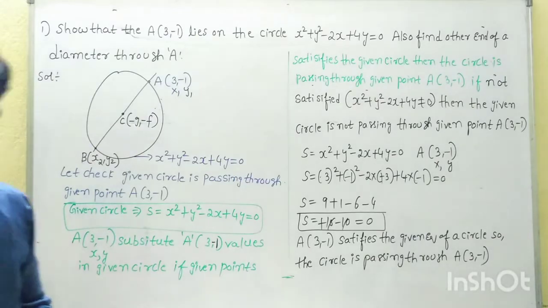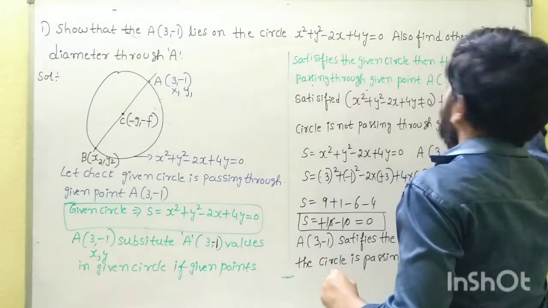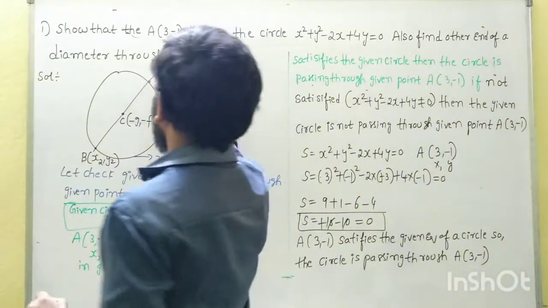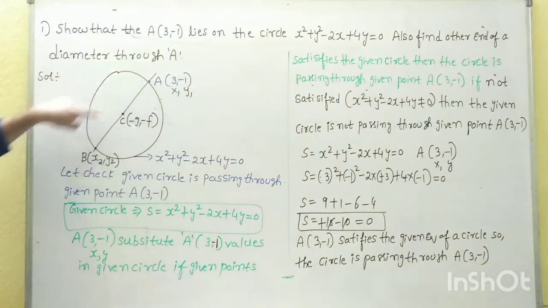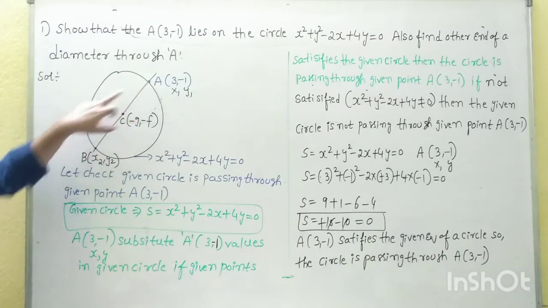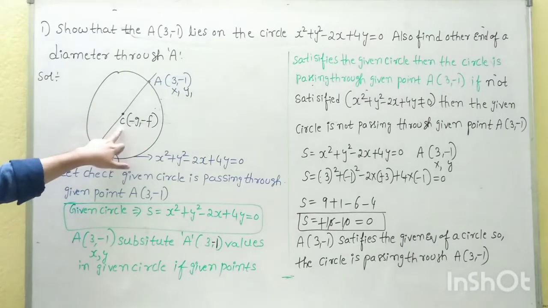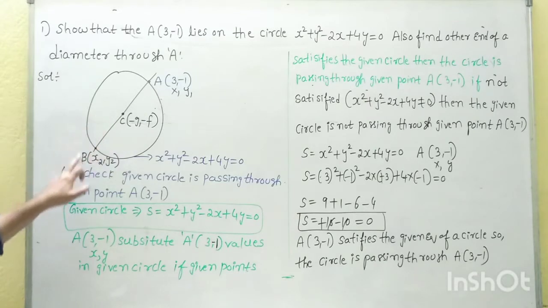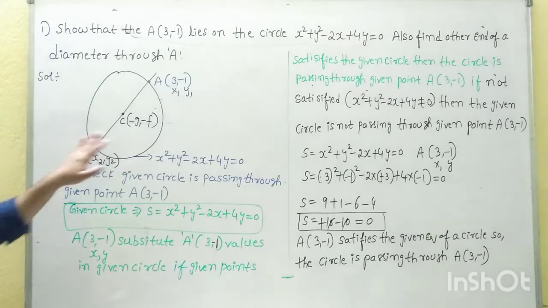They are asking to find the other end of the diameter through A. So we need to find the other end of the diameter, passing through A, that is the value of B. To find the B value, C should be known, because C is the midpoint of A and B. So we need to find the G and F values.